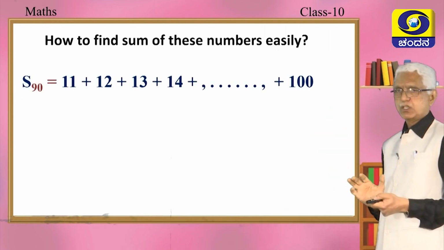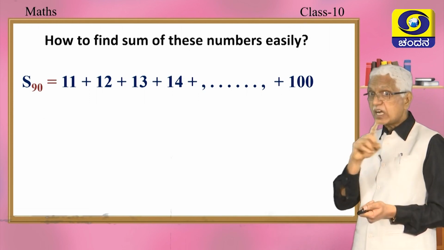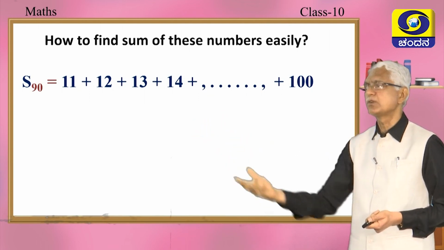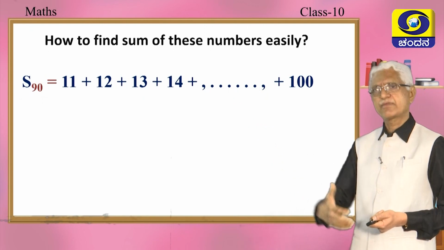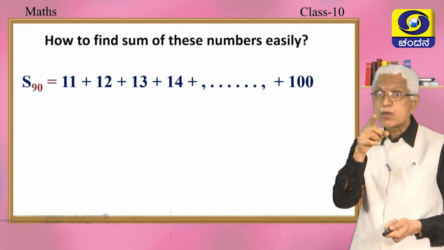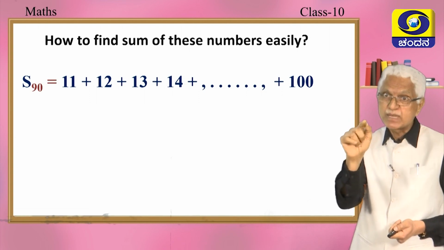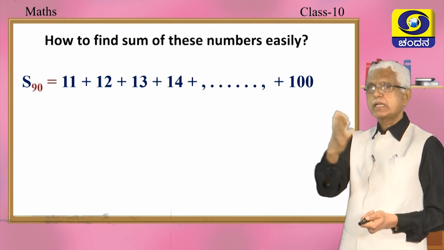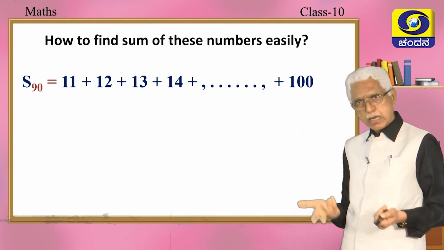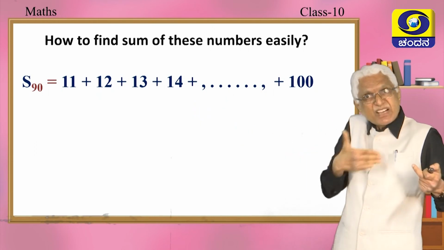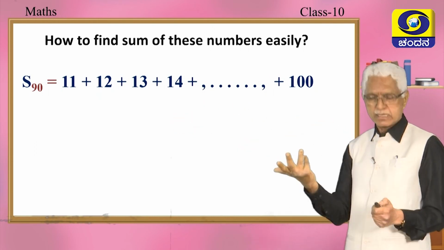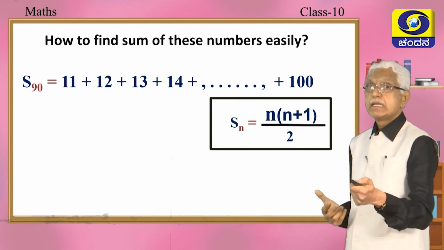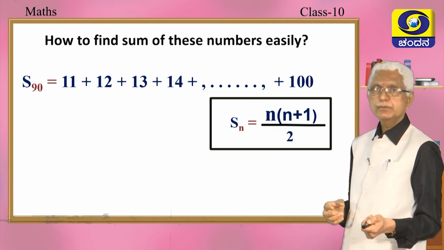Now, please watch. What has happened? I have not taken 1 to 100. If it was 1 to 100, sir, 100 into 101 by 2, 50 into 101, sir, 5050, yes. But here I want you to find out the sum of the natural numbers from 11 to 100. Agreed? So, 11 to 100, how many terms are there, my dear children? 90 terms. 1 to 100, 100 terms. First 10 you are not taking. 11 to 100 is 90 terms.